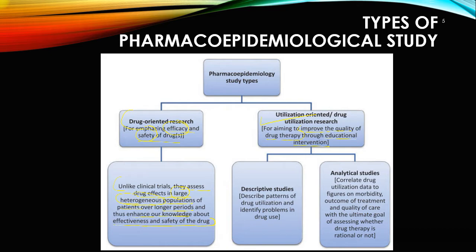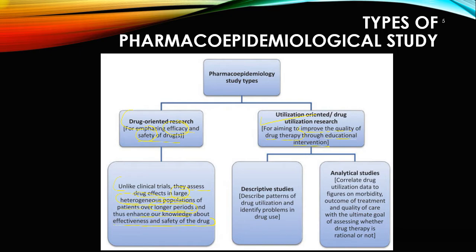Okay, so there is heterogeneity among the population which is to be included in this type of research. Also, the third thing in this drug oriented research is that these are carried out over longer periods of time. In case of phase 3, it may take like 2 to 3 years to conduct a phase 3 clinical trial, but this drug oriented research may go on for decades.